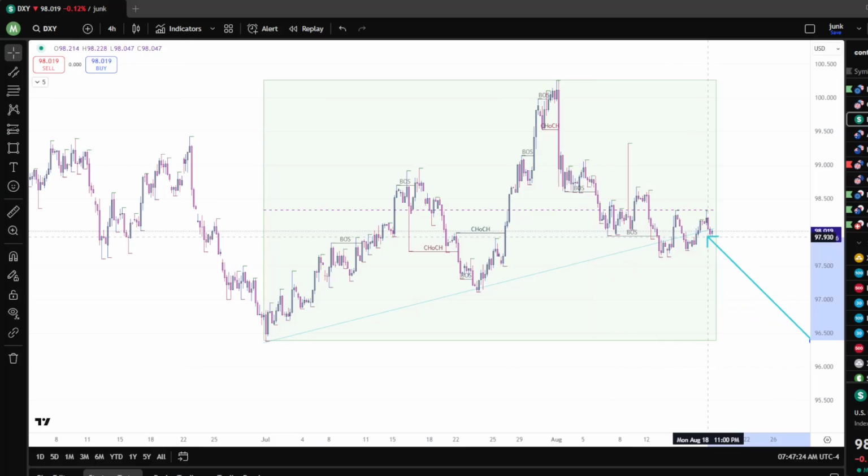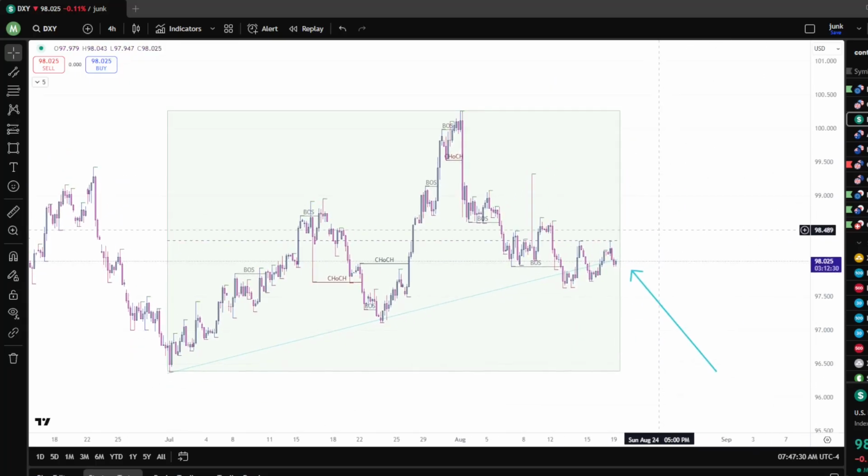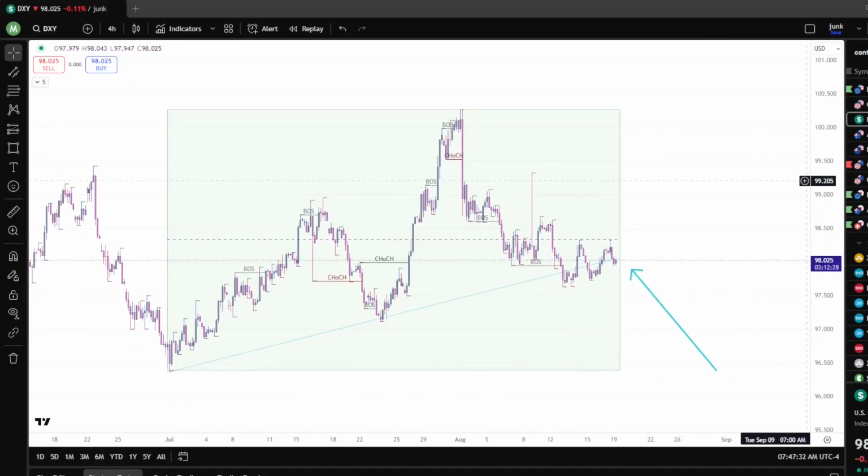But like I said, now it's closing below this trend line a few times. So it looks like any opportunity will come once momentum does pick up.